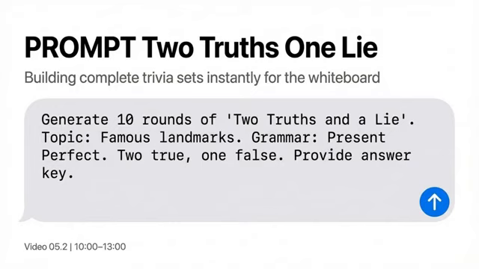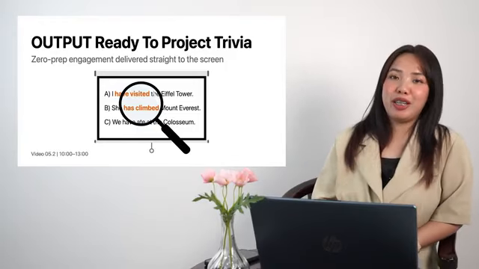Example, people have visited. 2 sentences must be factually true. 1 must be factually false. Provide the answer key at the bottom. Instantly, we have a complete trivia game.